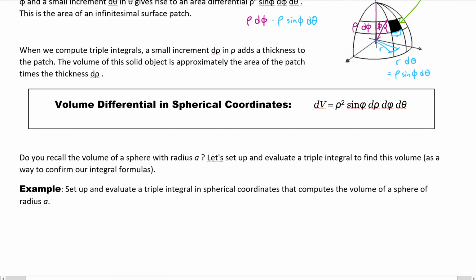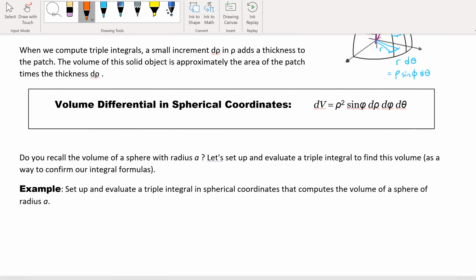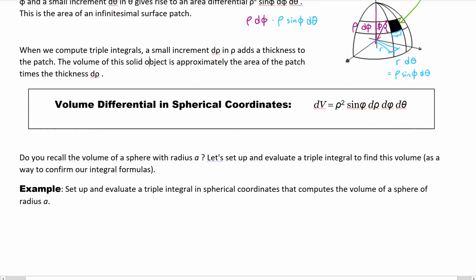Let's review what we had before. For rectangular coordinates, dV equals dx dy dz. We can change the order, of course. And then for cylindrical coordinates, we have r dz dr d theta. Still kind of easy. And then I would say the spherical coordinates is the hardest one. It's rho squared sine phi d rho d phi d theta.